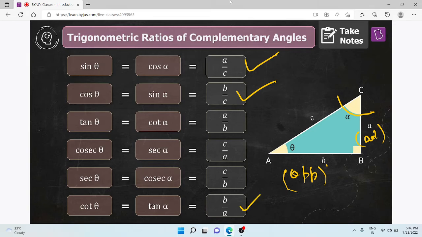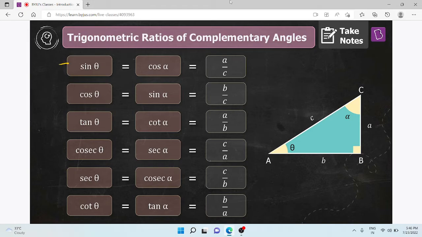If you notice here, sine theta and cos alpha have the same value, A by C. Cos theta and sine alpha also have the same value. These are called complementary ratios. Sine theta is equal to cos alpha and cos theta is equal to sine alpha. Same way with tan and cot: tan theta is equal to cot alpha and cot theta is equal to tan alpha. Complementary ratios. Same with cosec and sec as well.